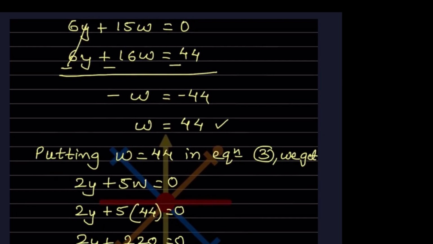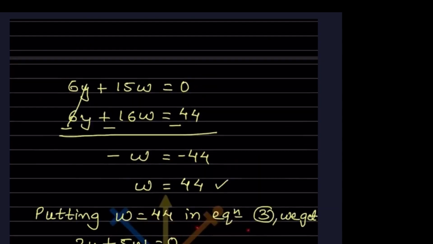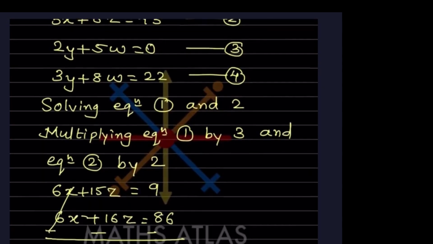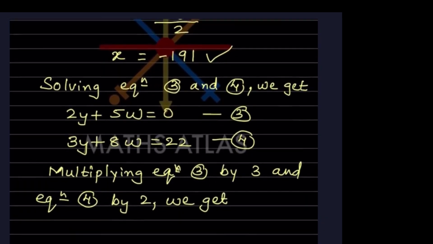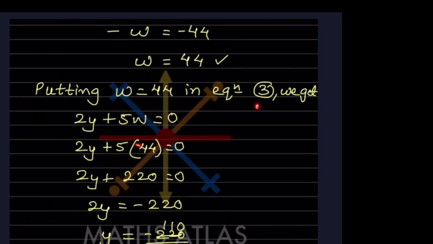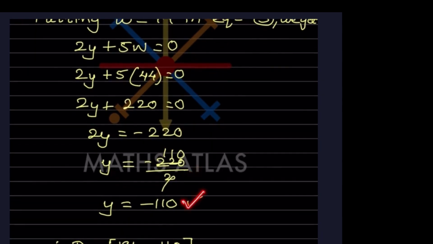Now you are going to put w equal to 44 in any equation. You can put it in equation number 3 or 4. I put it in equation number 3. After putting that value 44 over here, with the rest all the same, this will be 220. When you bring this to the right hand side, plus 220 is going to be minus 220. So y is going to be, this is multiplication, so this is going to get divided. So that is 110. Now you got all the values.